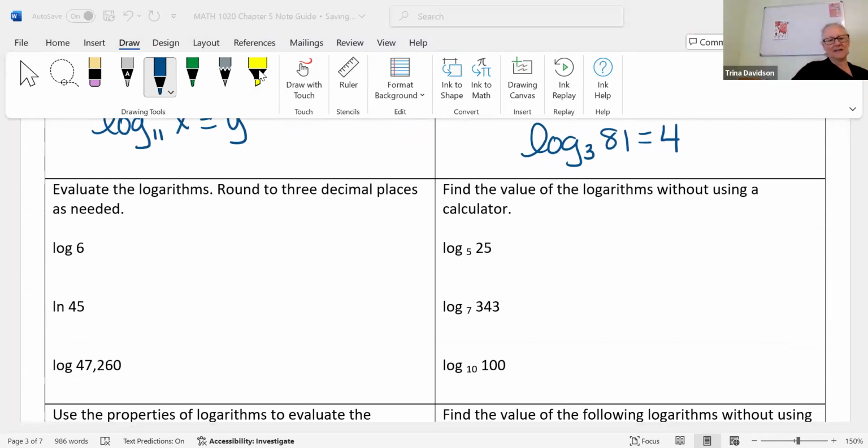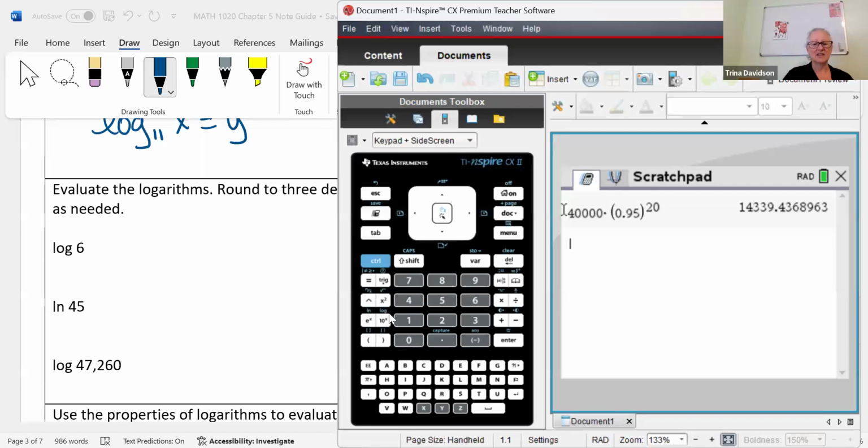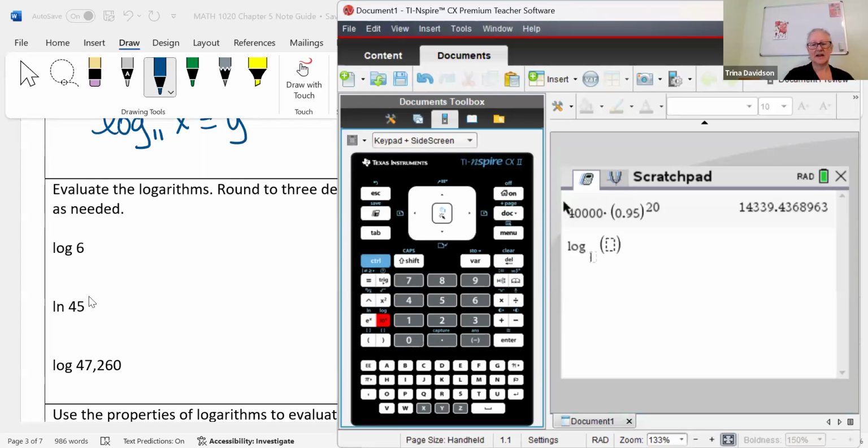All right, we need to evaluate these. We're going to use the calculator. It does have a button. So let's see, where's the log? The log is right above the 10 to the x. So control log. Now this one doesn't have a base, so you can just scoot over, and I'm going to type in 6. When you hit enter, it's going to put a base of 10, which is fine. If there's no base on the log, it's understood to be 10. The one that's ln is understood to have a base of e.